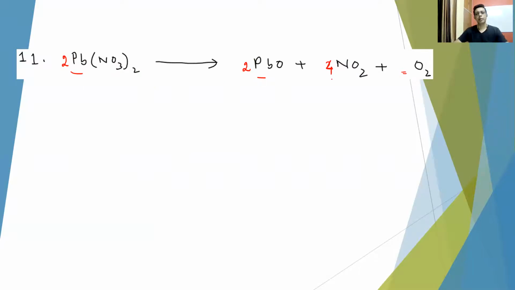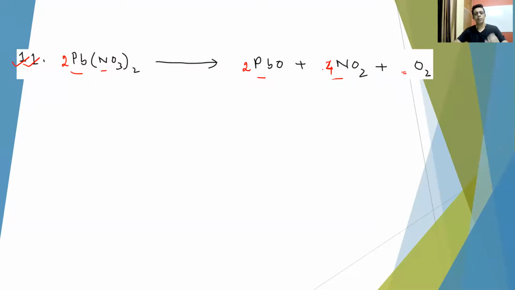Nitrogen 4 and nitrogen 4 is balanced. Nitrogen also balanced. Oxygen is 3 to the 6, 6 to the 12. So this is 4 to the 8, 8 plus 2, 10, 10 plus 2, 12. That means the equation is balanced. Fine. So here we have written 2 initially, but later on we have to change it to 4.